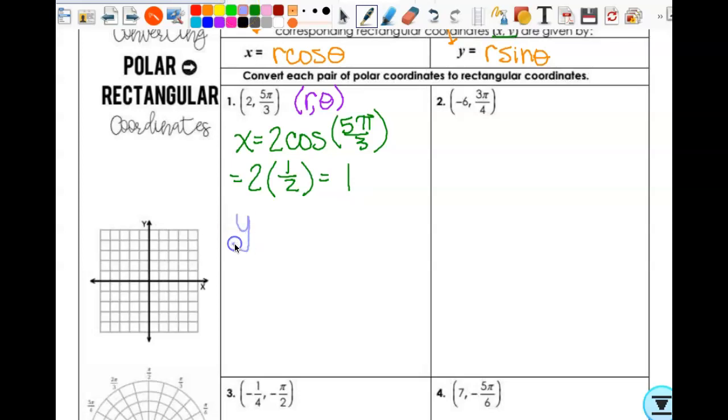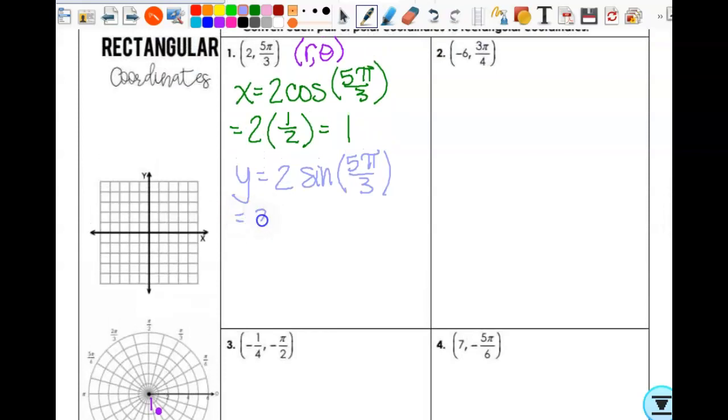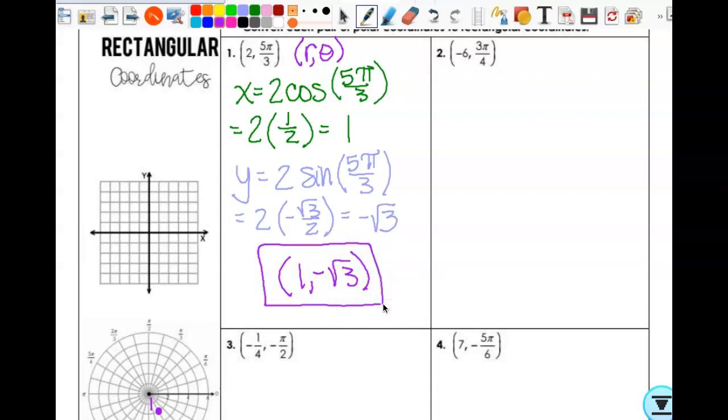Then I do y. Y is equal to r, which is 2, times the sine of 5 pi thirds. So what's the sine of pi thirds? Square root of 3 over 2, and in the fourth quadrant, sine is what? Negative, so it's going to be negative square root of 3 over 2, which in the end gives me a negative square root of 3. So my r theta point is 2, 5 pi thirds. My xy point is 1, negative square root of 3. So I'm feeling okay about this because that would land me in the fourth quadrant, right?